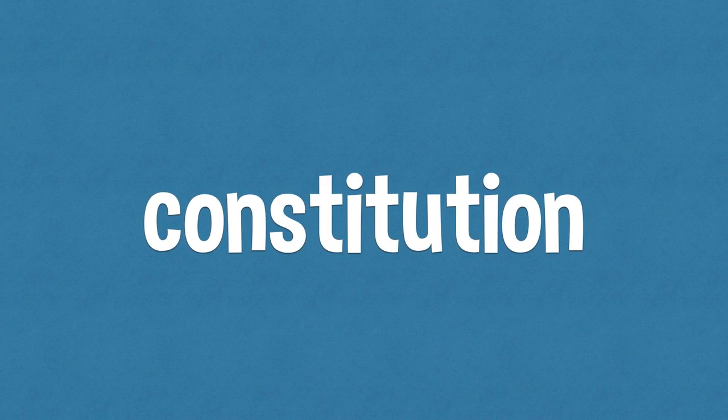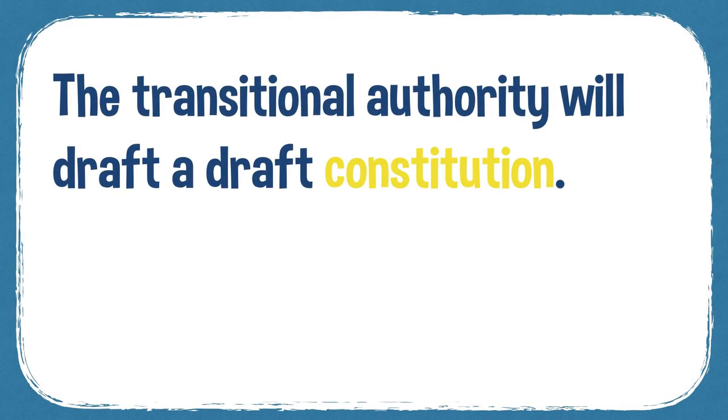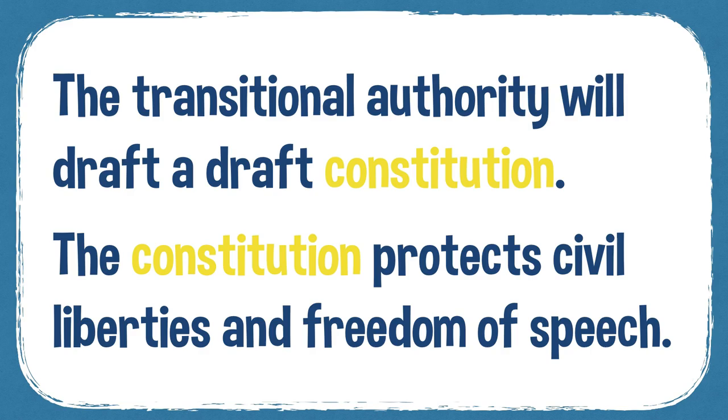And your next word is constitution. Constitution. The constitution of a country or of an organisation is the system of laws, system of rules that states people's rights and also their duties. So, for example, the transitional authority will draft a constitution. The constitution protects civil liberties and freedom of speech.